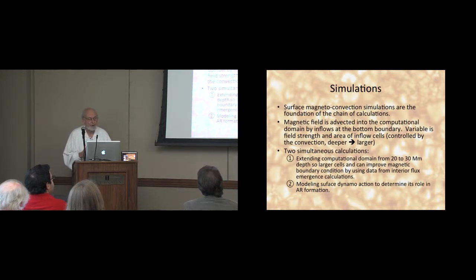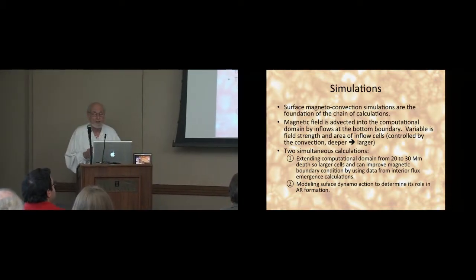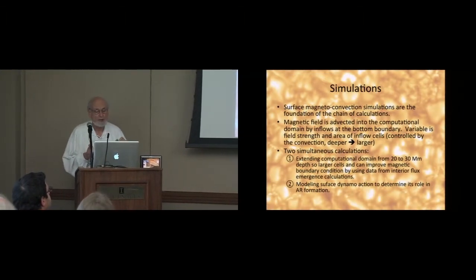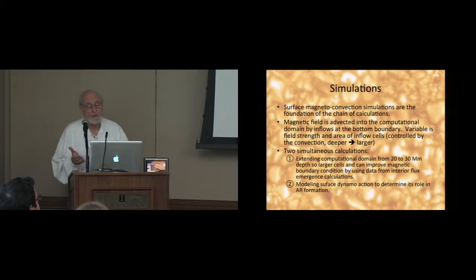And we're running 2 simultaneous calculations. One is we're trying to extend our domain, which is now 96 megameters wide by 20 megameters deep. We want to extend it down to a 30 megameter depth because the people who do the interior calculations can't come all the way to the surface. They can come up to about 20 megameters, but we want to take their results not close to their boundary because the results are influenced by exactly what they assume for the boundary conditions. So by going down to 30 megameters, we can use their data on the magnetic field strengths and the sizes as input to the magnetic boundary condition in ours.